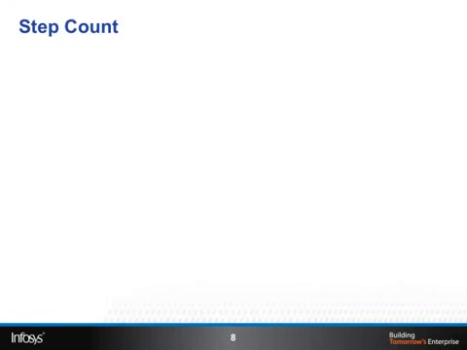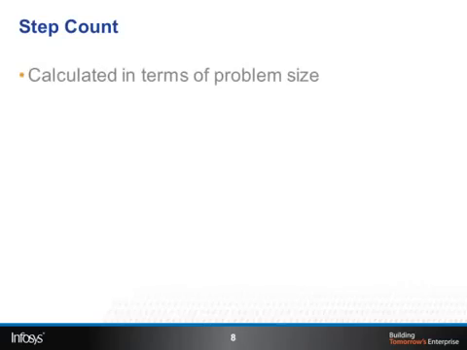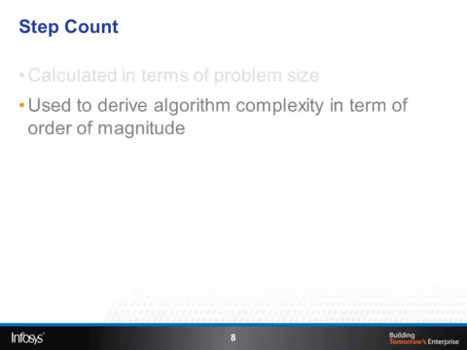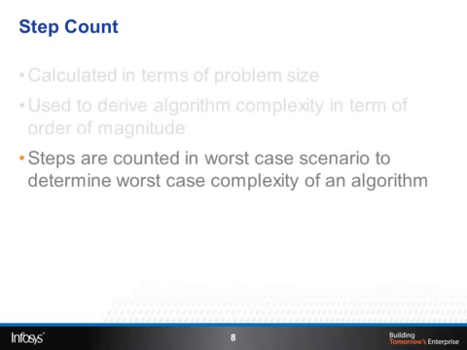Let us discuss few more important aspects related to step count. Step count is generally calculated in terms of problem size and used to derive algorithm complexity in terms of order of magnitude. As discussed earlier, we are usually interested to analyze worst case scenario, so steps are counted in worst case scenario, and that provides us the worst case complexity of an algorithm.